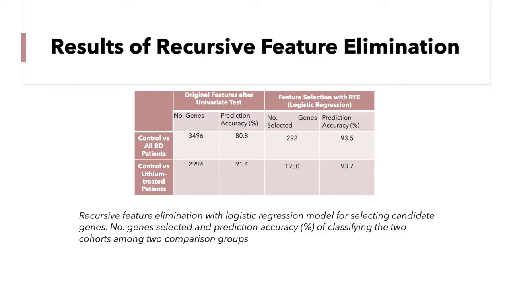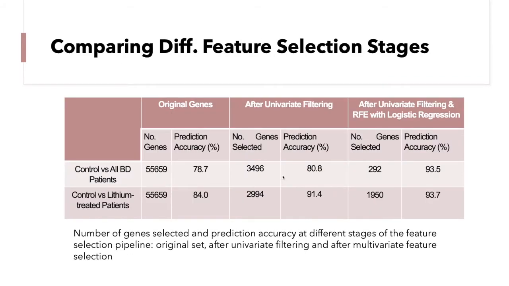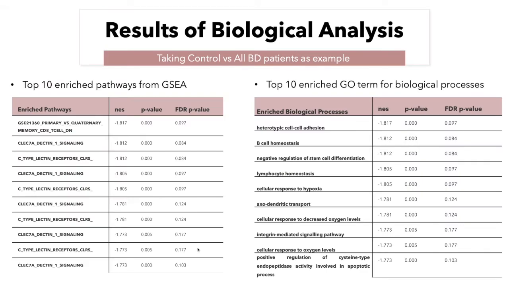Comparing the prediction accuracy at different stages of feature selection using the logistic regression model, we can see that the pipeline of feature selection on transcriptomic data readily reduced the feature space and improved the test prediction accuracies. The 292 and 1,950 genes selected from the 2 comparison groups were further validated with downstream GSEA and GOA analysis. Here are some results of the top enriched pathways obtained.